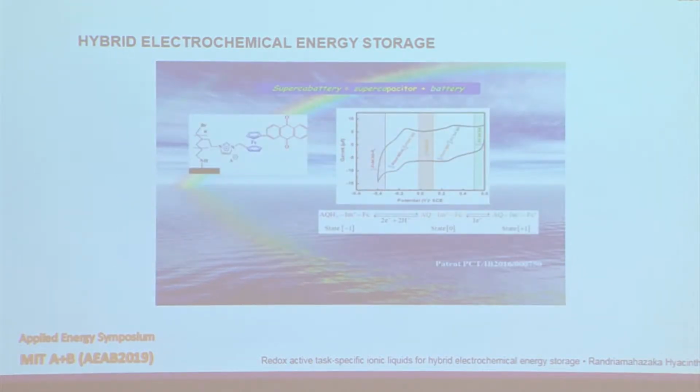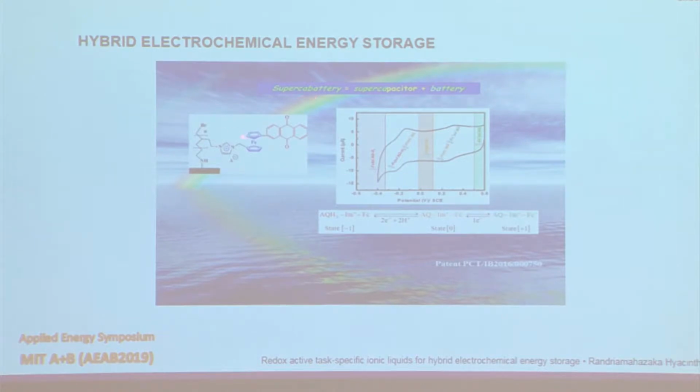Just as an example, with this kind of system, we can make a nanostructured polymer with positively charged imidazolium. Here we have ferrocene, just as an example of a compound that can be oxidized, and anthraquinone. In this kind of system, it is possible to oxidize the metallocene group, and we are also able to reduce the anthraquinone group.